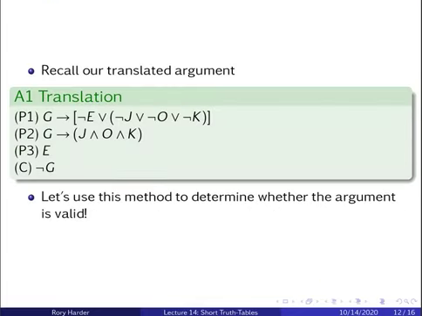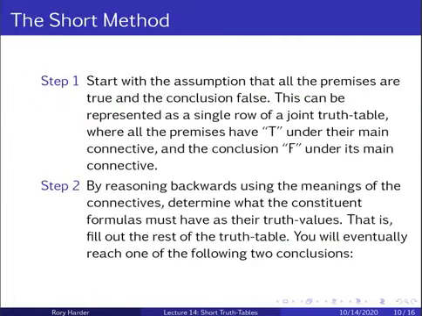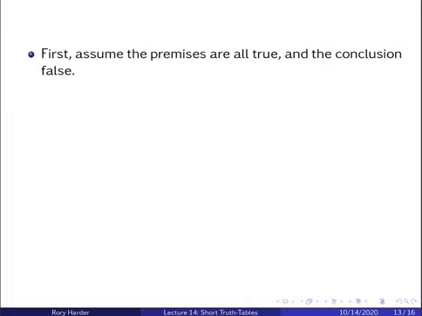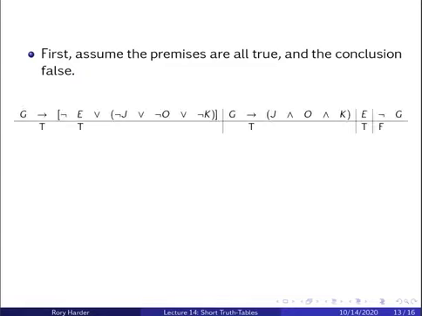Okay, so recall our translated argument, and now instead of writing out a complete truth table with 32 valuations, I'm going to use this method that I've just given you, the short method. The first step is that we assume the premises are all true and the conclusion is false. So what that looks like is as follows. Here we have in each main row each of the premises and the conclusion.